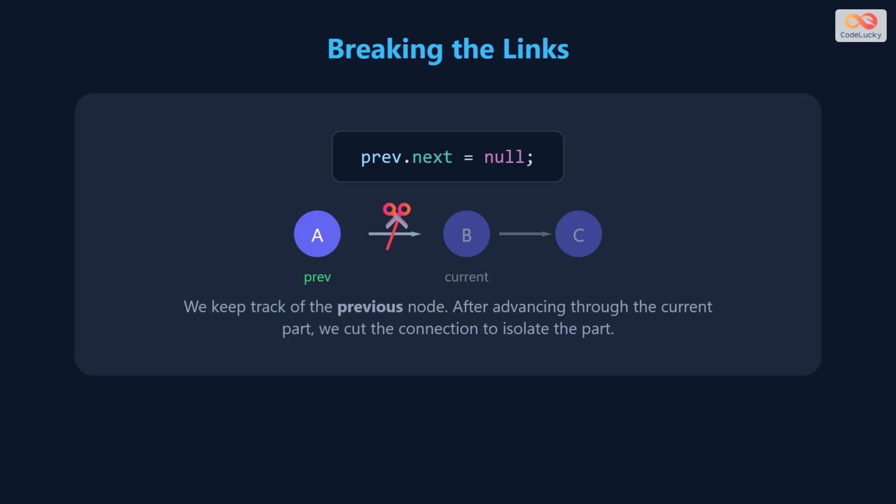The most technical part is breaking the links. As we traverse the current part, we keep a pointer to the previous node. Once we reach the end of the current part, we set the next pointer of that previous node to null. This effectively isolates the current part from the rest of the list, allowing us to store it as a standalone linked list.